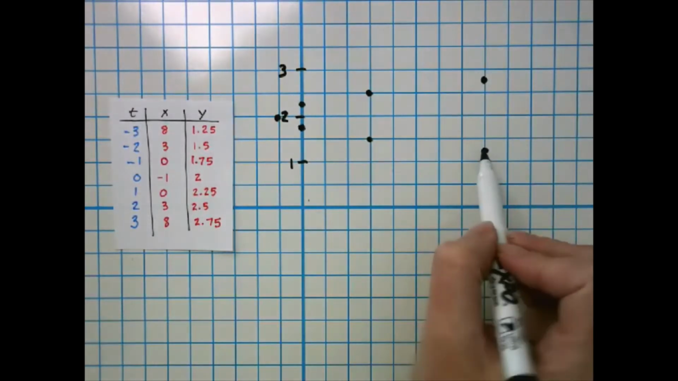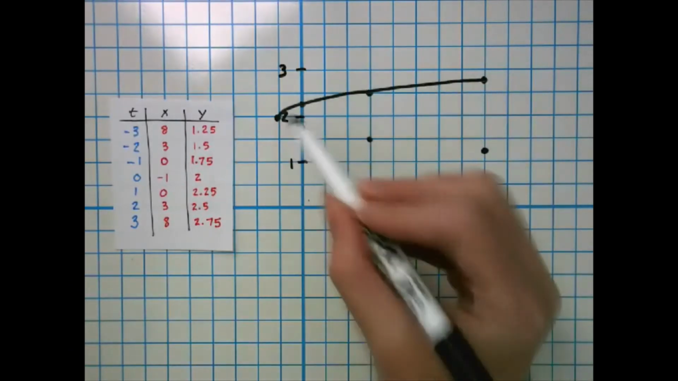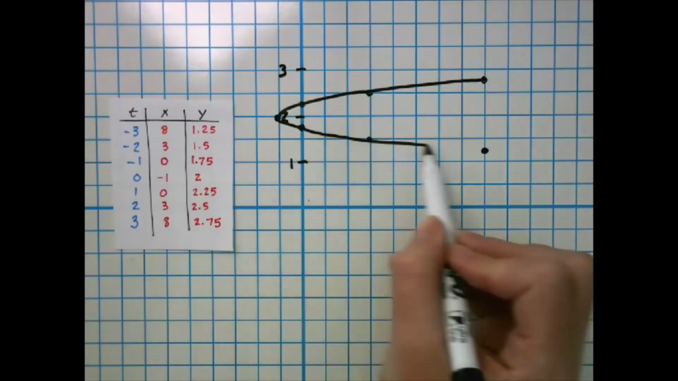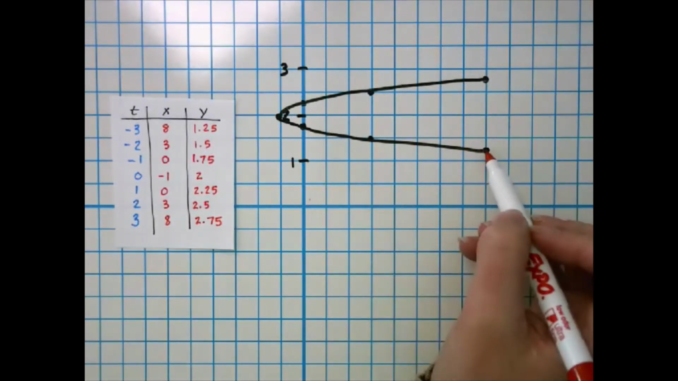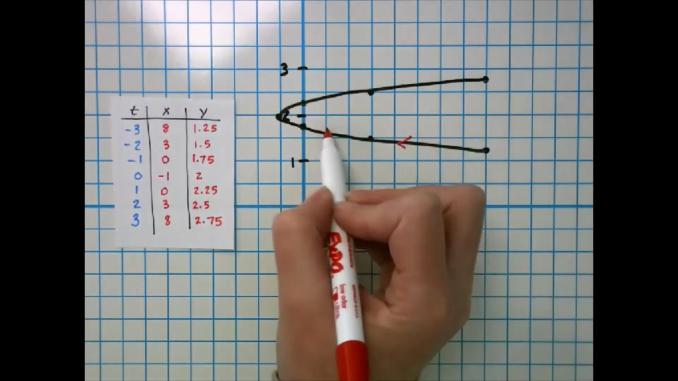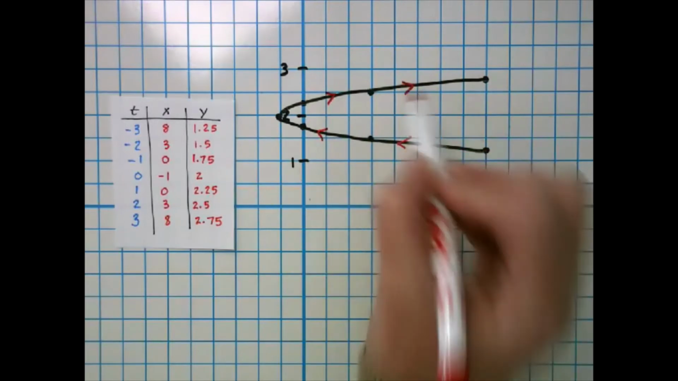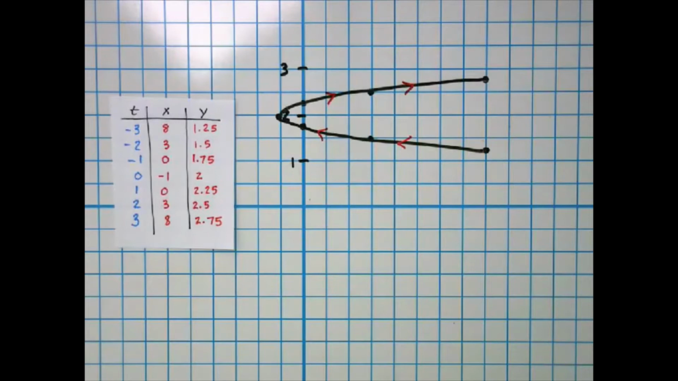Okay, so if I connect these dots, we end up with a parabola. Now I said we're not going to be able to see time. We don't know where time was 0 or time was -3. So what we do to this graph is add a direction to it. So we started at this point, and then as we plotted our points, we were going this direction. So I'm just going to indicate that with some arrows, that my points were being plotted that direction.